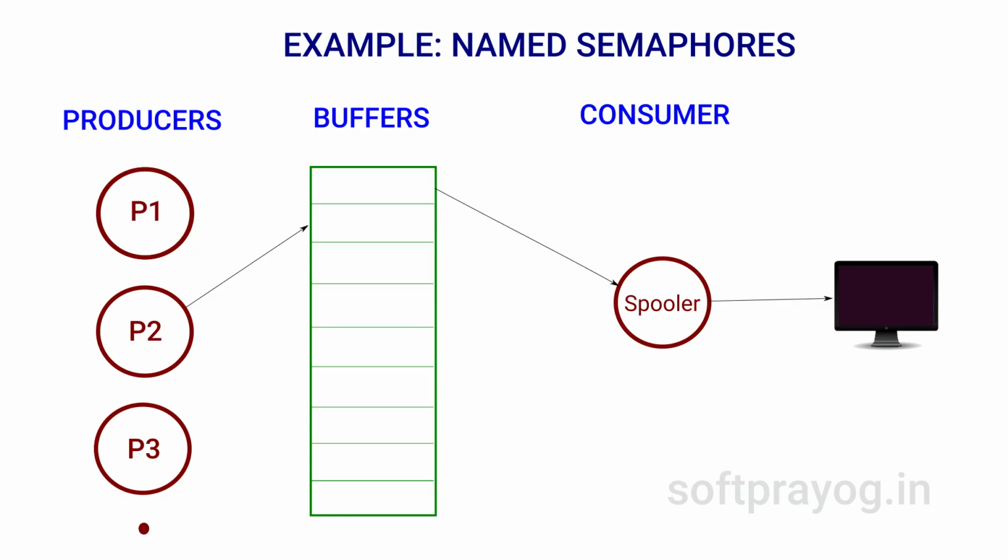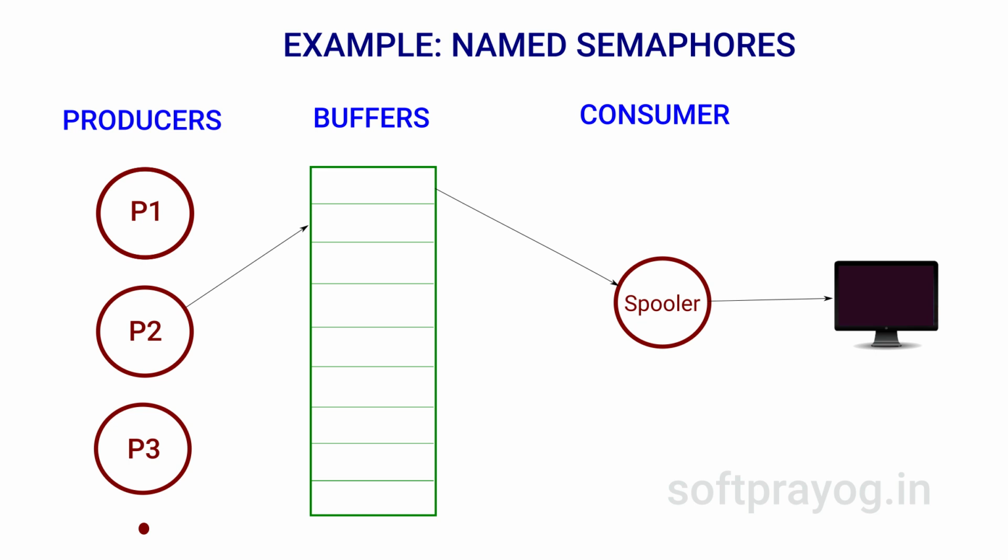As an example, consider a process having producer and consumer threads and an array of buffers for passing data between producers and consumer. A producer produces a character string and writes it in a buffer. The consumer, which is the spooler thread, reads it from the buffer and prints it on the terminal.